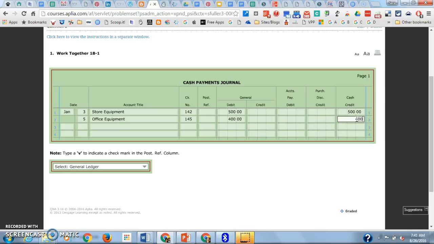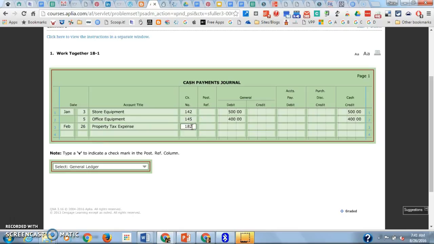Next transaction, February 26th. We paid property taxes on property with an assessed value of $80,000. The tax rate in the city where the property is located is 3% of the assessed value. So our date is February 26th. Our account title will be property tax expense. Our check number is 182.